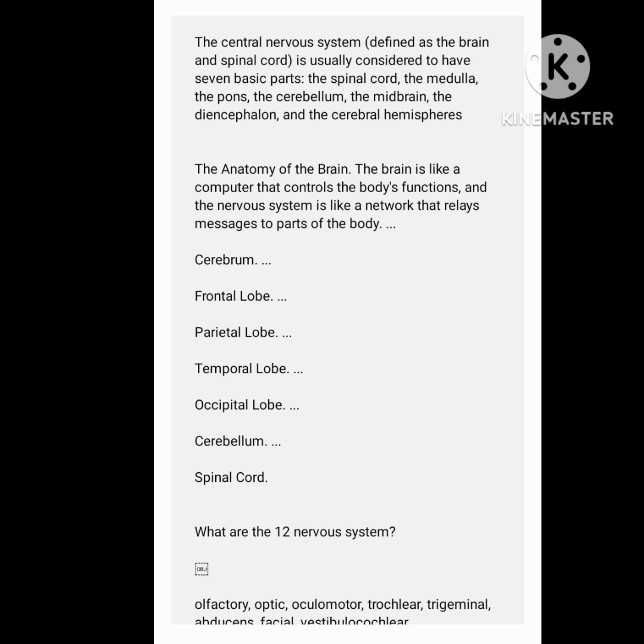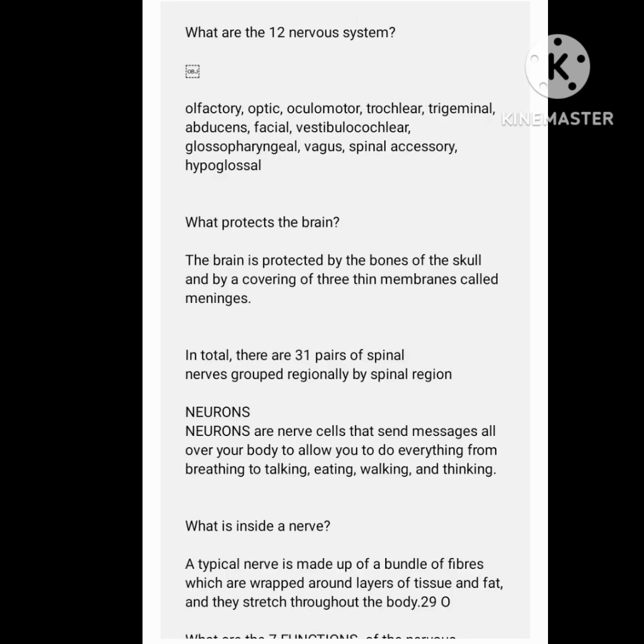What are the 12 nerves which constitute the nervous system? The main 12 nerves are the olfactory nerve, the optic nerve, the oculomotor nerve, the trochlear nerve, the trigeminal nerve, the abducens nerve, the facial nerve, the vestibulocochlear nerve, the glossopharyngeal nerve, the vagus nerve, spinal accessory nerve, and hypoglossal nerve.